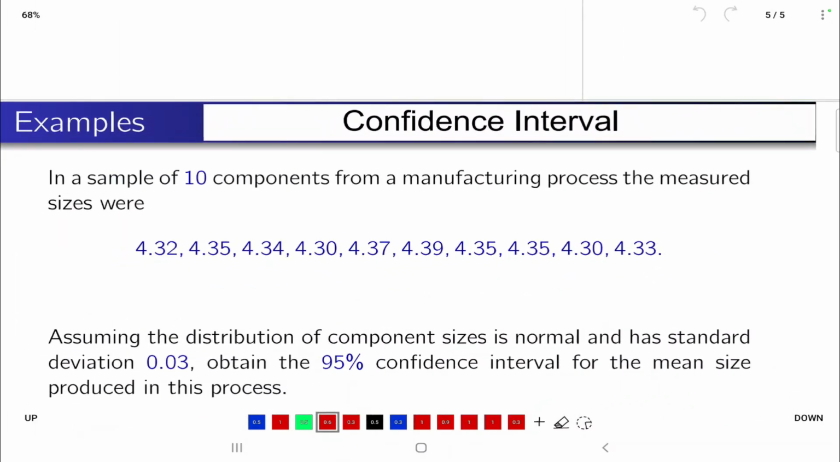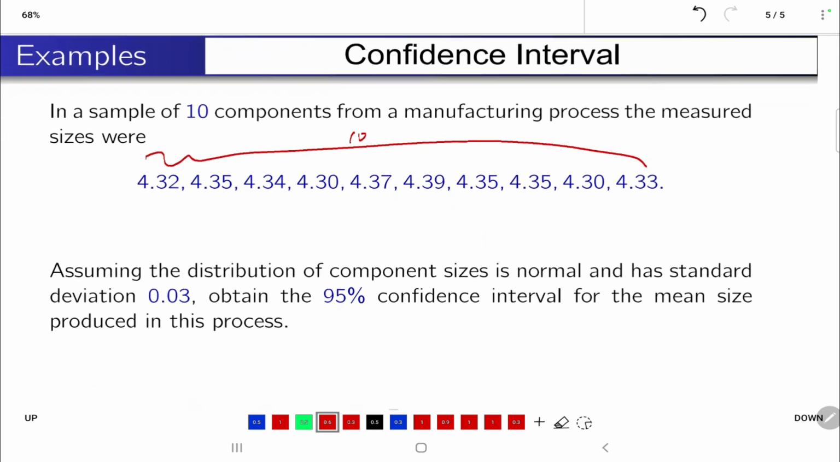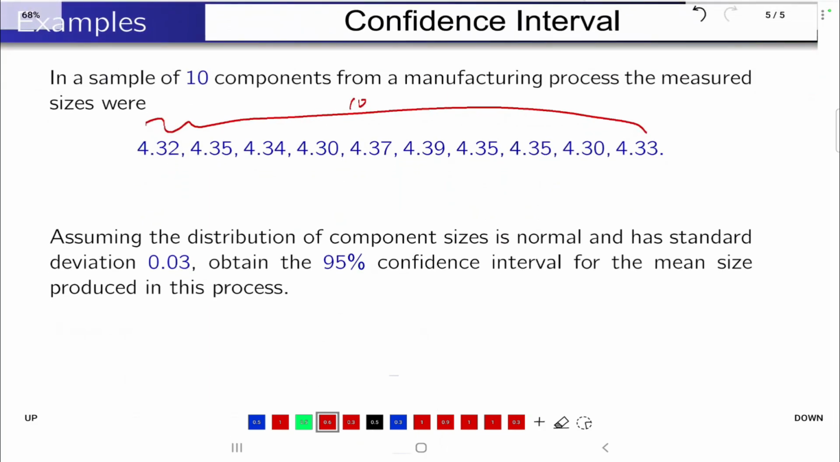In a sample of 10 components from a manufacturing process, the measured sizes were, we have 10 measures, 4.32, 4.35 to 4.33. So these are 10 readings or 10 values or 10 components. Assuming the distribution of component sizes is normal and has a standard deviation 0.03, obtain the 95% confidence interval for the mean size produced in this process.